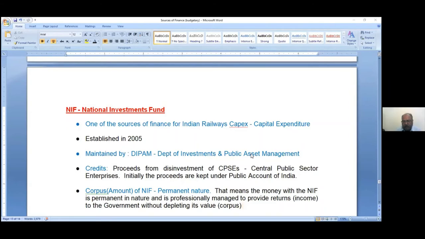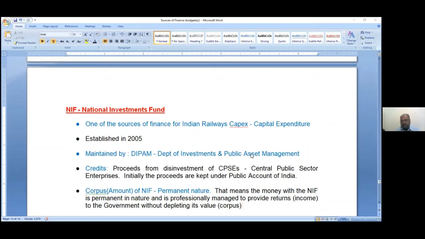This is very important. Now the government policy is a disinvestment of the central public sector enterprises. So many public sector undertakings are disinvested. That means going for IPO, initial public offer, and reducing the government stake. So whatever the proceeds out of this disinvestment of central public sector enterprises, it is credited to this fund, and these proceeds do not go to the Consolidated Fund of India. That means it goes to the Public Account of India.